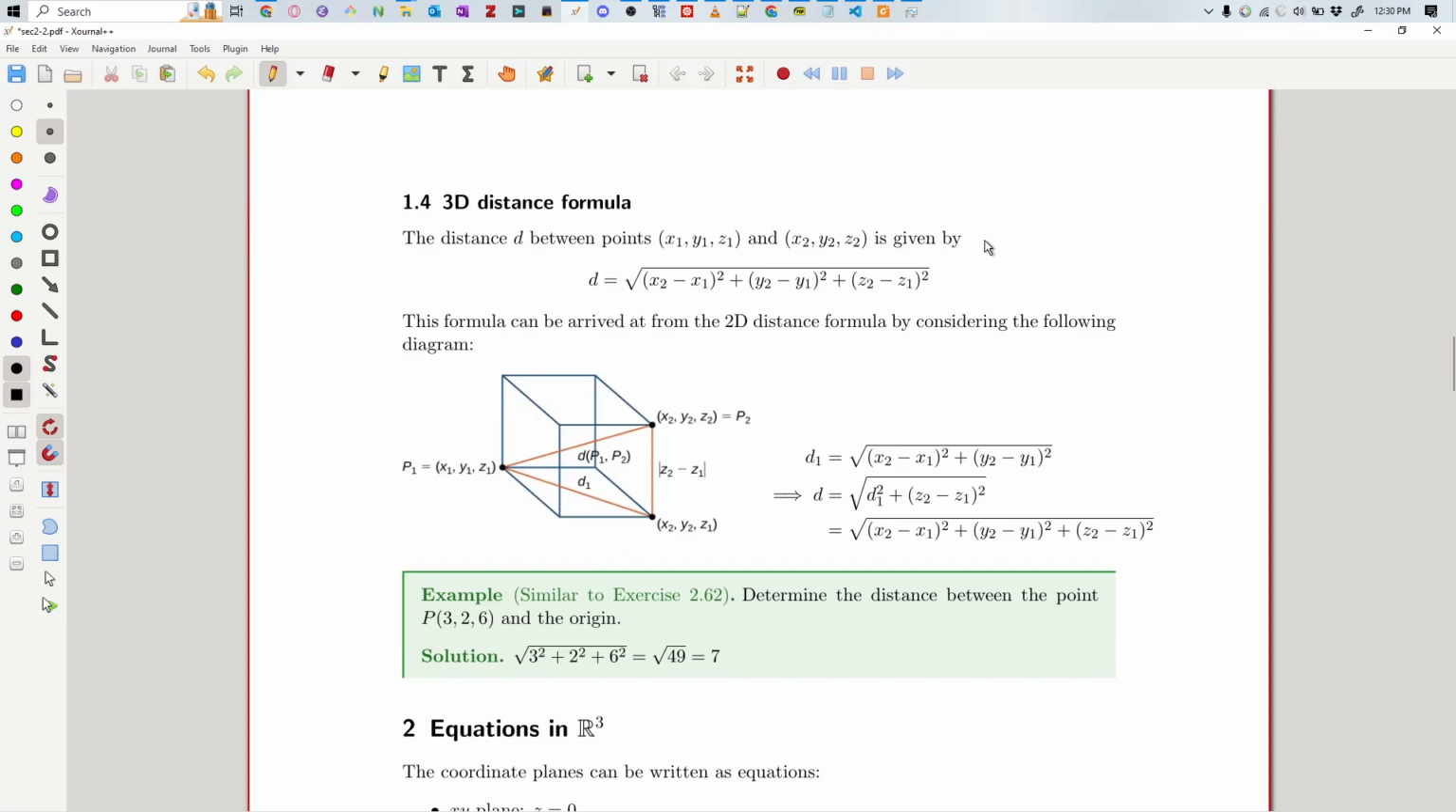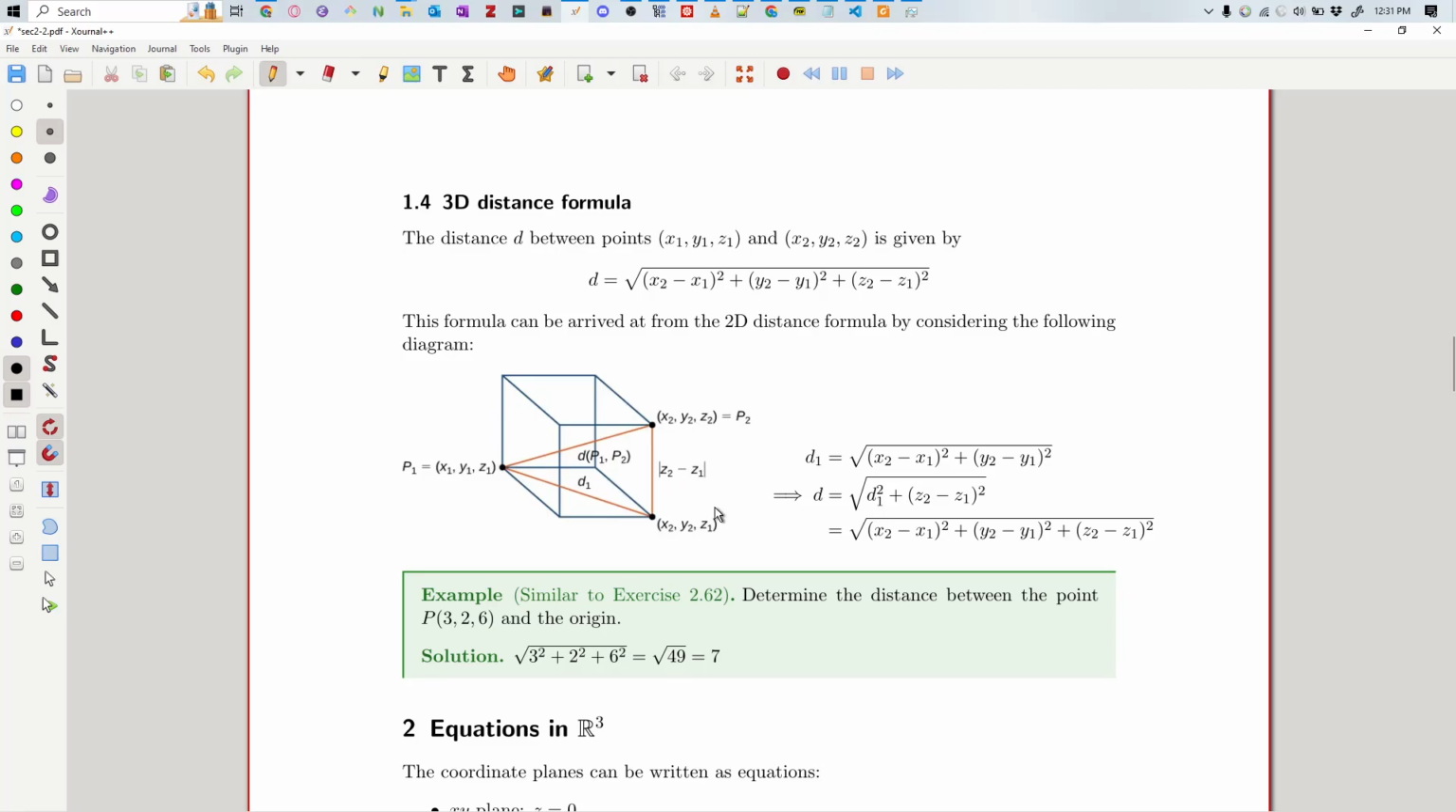The distance formula gets generalized to this in 3 dimensions. So you'll notice that if we ignore this last term, this would just be the distance formula in 2 dimensions. And what I'm doing here is I'm trying to illustrate that you can build up the 3-dimensional distance formula from the 2-dimensional distance formula and just a right triangle. So you do end up using the Pythagorean theorem in this.